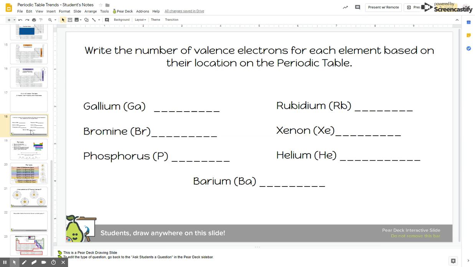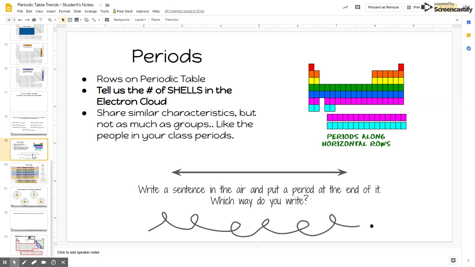And after that, we went to our next trend that we were studying, and that's periods. So for our periods, they're going to go across on our periodic table. They are our rows. So you can see this colored periodic table up here, and we have different rows that tell us the number of shells in the electron cloud. So if you are in row number 1 or period number 1, you would have 1 shell in your electron cloud. Okay, so we're going to copy this onto page 79 where all of your other notes are.